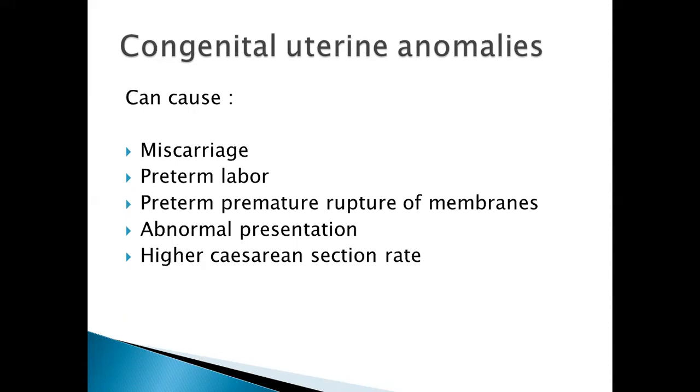Second is the congenital uterine anomalies. Sometimes during the development of the genital tract, some uterine abnormalities develop. These may be in the form of uterine septum, a subseptate uterus, or a bicornuate uterus. Congenital uterine anomalies can cause miscarriage, preterm labor, preterm premature rupture of membranes, abnormal presentation, and higher cesarean section rate.